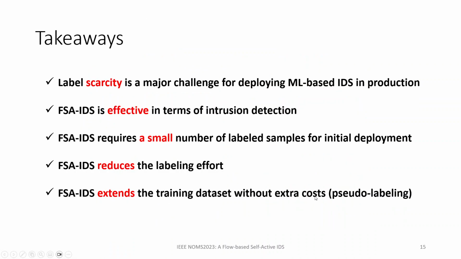What can we take away from this slide? The first thing is that label scarcity is really a major challenge for deploying ML-based IDS in real production. FSA-IDS is effective in terms of intrusion detection in comparison with the supervised and unsupervised models. FSA-IDS required a small number of labeled samples for initial deployment, and FSA-IDS reduced the labeling effort dramatically through clustering, and FSA-IDS extends the training dataset without extra cost because we're just using the machine learning itself.